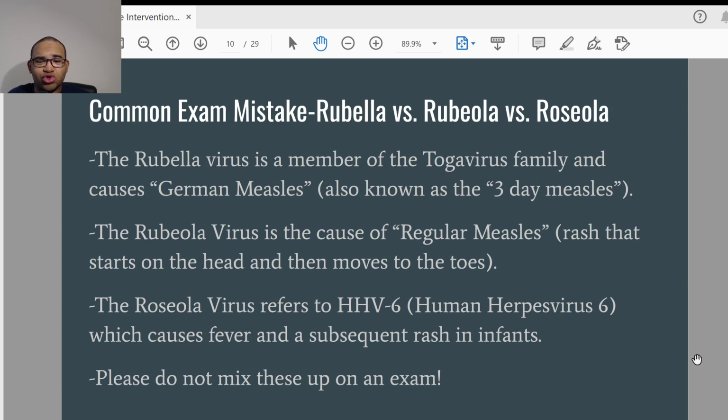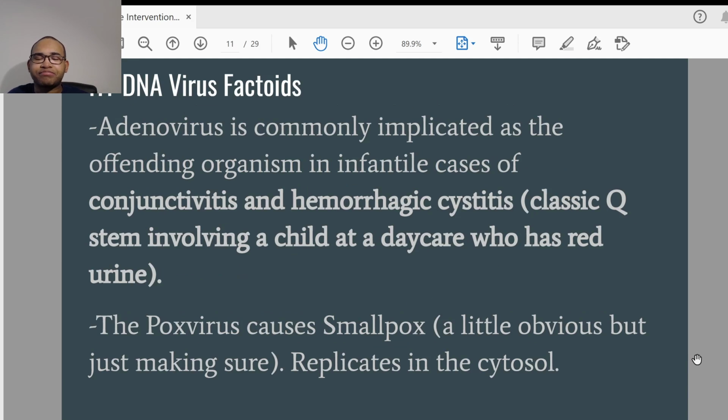And then we also have the roseola virus. That's human herpesvirus number 6, right? Remember, this tends to cause fever and a rash in infants. So please don't mix this up on a test. Roseola presents with the child having a very high fever, like 103, 105, a super impressive fever. And then the fever will break. And then about 3 days later, a rash comes up. That's the way to keep that straight.